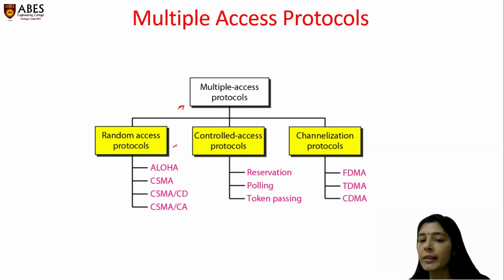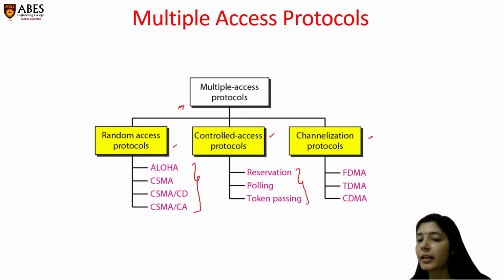So here we have the categorization of multiple access protocols provided by the MAC sublayer. The first category is the random access protocols. Among this category, we have various protocols known as Aloha, Pure Aloha, Slotted Aloha, CSMA, Carrier Sense Multiple Access, Carrier Sense Multiple Access Collision Detection, and Carrier Sense Multiple Access Collision Avoidance. The second category is the controlled access protocols.